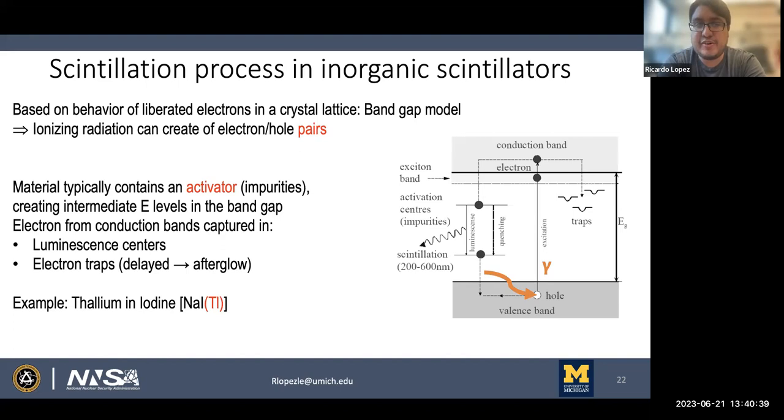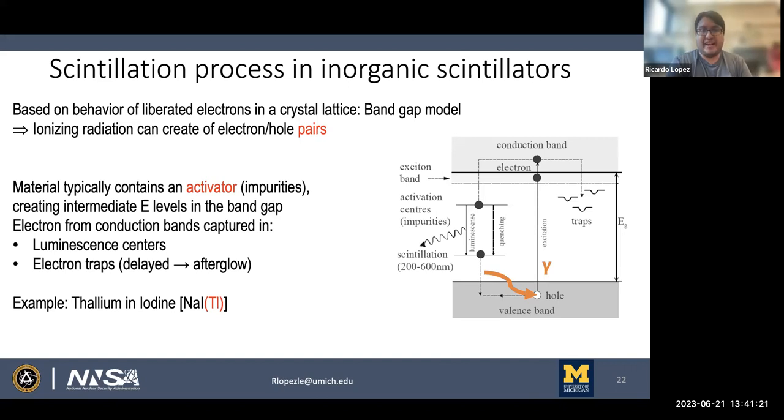What it does is essentially create these intermediate levels within the band gap, such that it allows for de-excitations and photon emissions, or scintillation emissions, that would otherwise not really happen. However, there are some issues with that. This general manufacturing process could end up leaving electron traps, as we would call them, which result in delayed light responses, which could ultimately lead to what we would refer to as afterglow, which could be very undesirable for certain systems or applications.